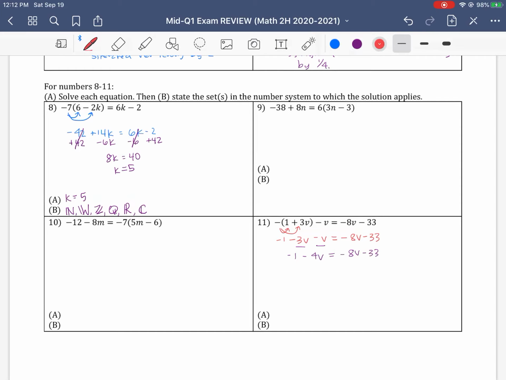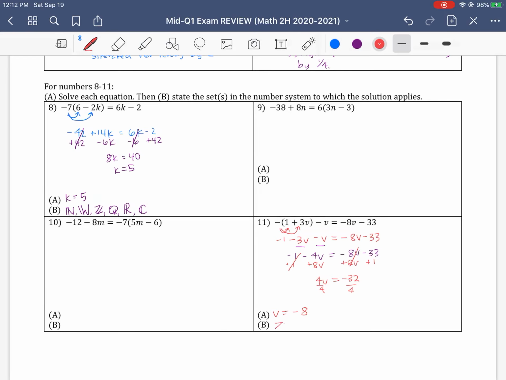And we continue to solve by moving the v terms to the same side. So let's add 8v here. And let's add the 1 over to this side. So we've got negative 4 plus 8v is 4v. Negative 33 plus 1 is negative 32. We're going to divide by 4 on both sides, and v comes out to equal negative 8.